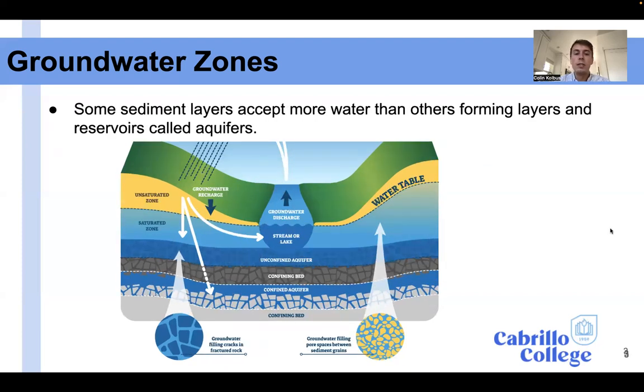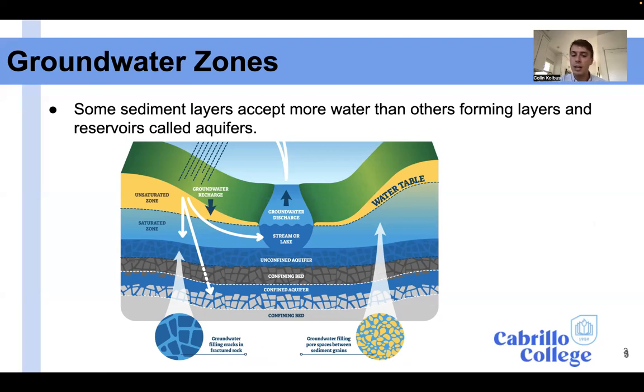And so some sediment layers are able to take in more water than other sediment layers. And these form reservoirs called aquifers. And so sediment is not homogeneous under Earth. It is layered in different depositional layers. That's what forms our sedimentary rock eventually.